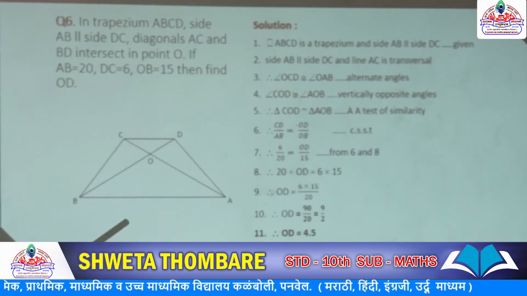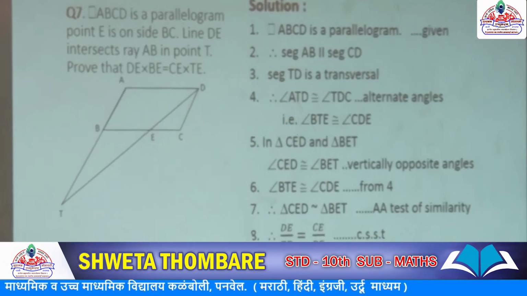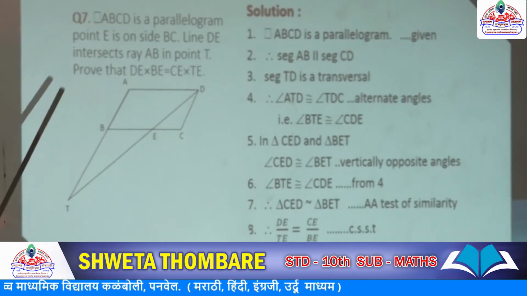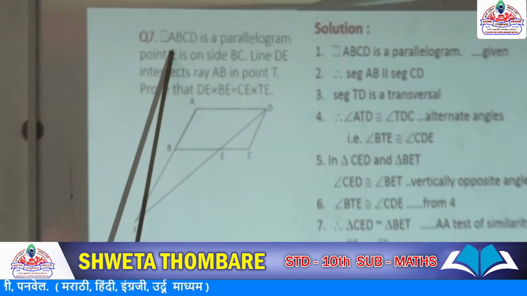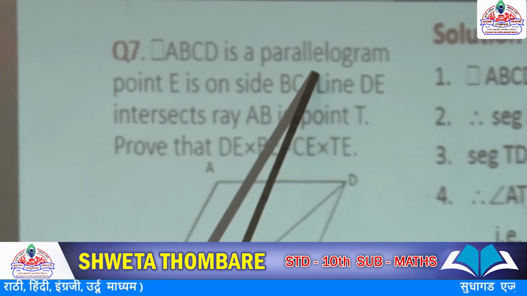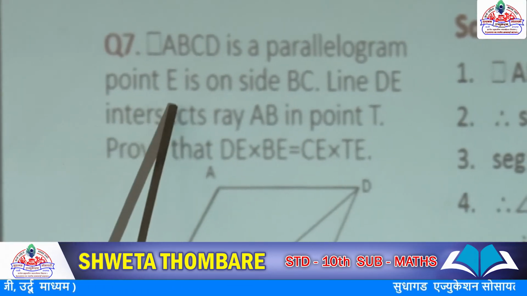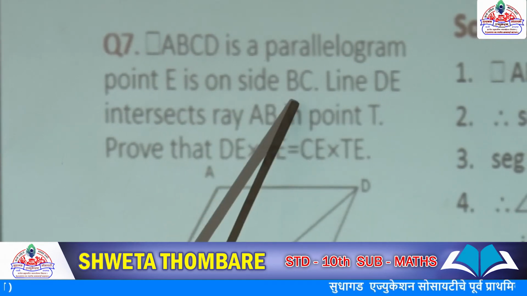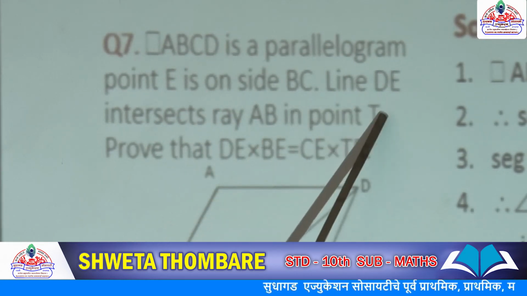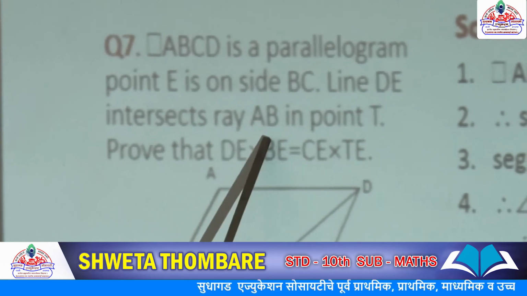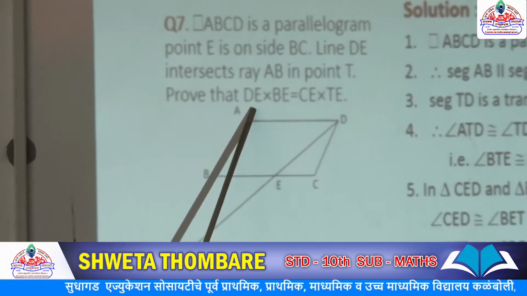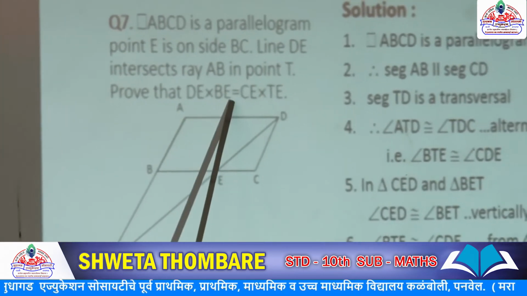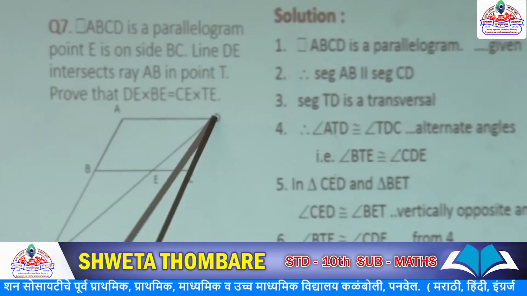Now let's see the next question. Here question number 7 is given like this. Read the question carefully. Quadrilateral ABCD is a parallelogram. Point E is on the side BC. Line DE intersects ray AB in point T. Then prove that DE into BE is equal to CE into TE.